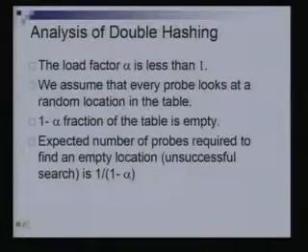If alpha is half, that means the number of elements divided by the size of the table is half, which means only half the table is occupied, so half the table is empty. So 1 minus alpha fraction of the table is empty. If 1 minus alpha fraction of the table is empty, then suppose my search was an unsuccessful search.